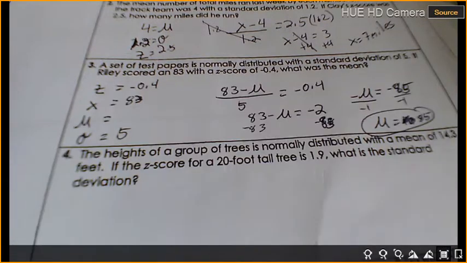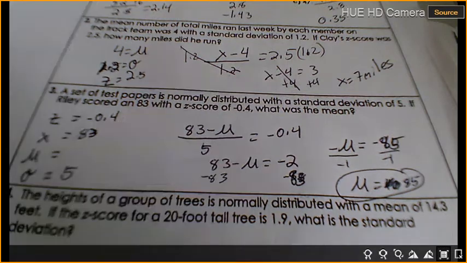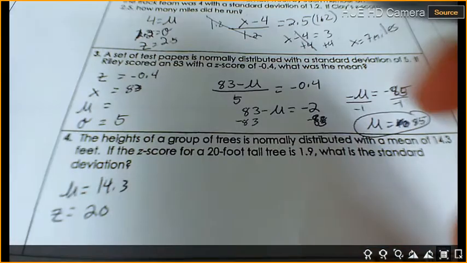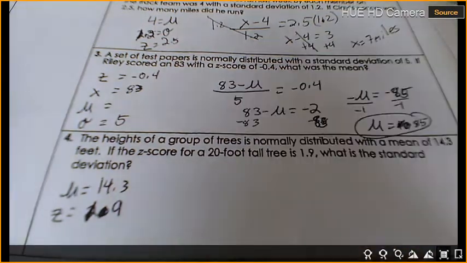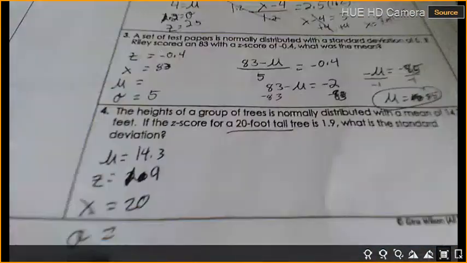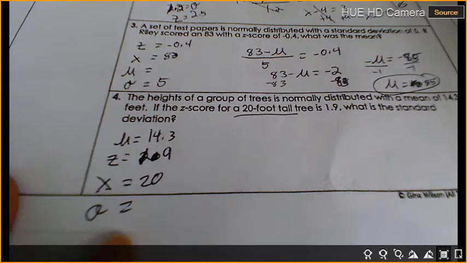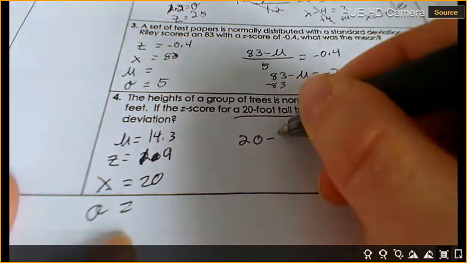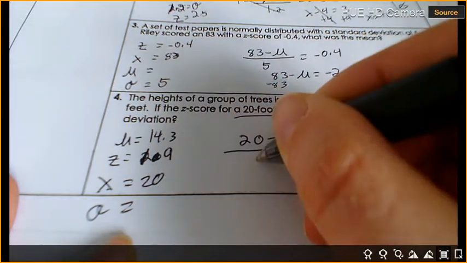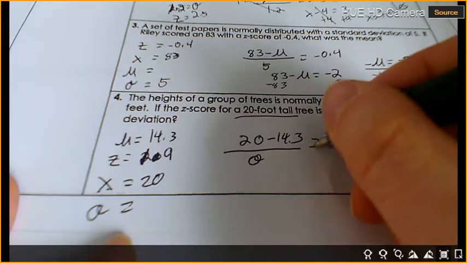Number 4. The height of a group of trees is normally distributed with a mean, so I already have my mean, 14.3. The z-score, so I have my z, is 1.9, excuse me. And my tree, so my actual number is 20, and I'm trying to find my standard deviation. So I'm going to go 20 minus 14.3 over standard deviation, which I don't know, equals 1.9.